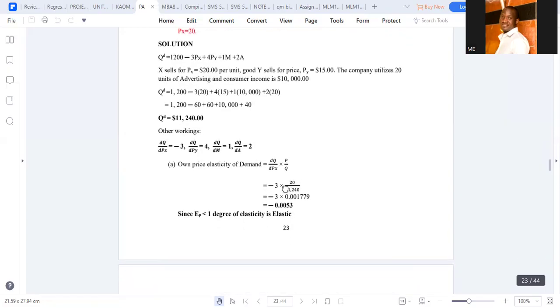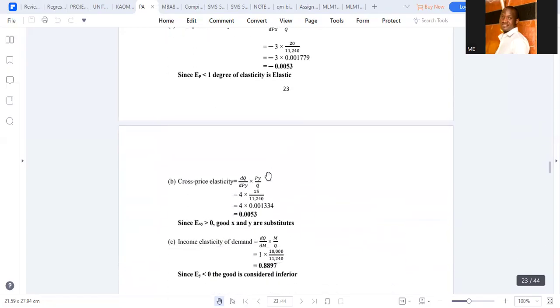Anything starting with 0 is inelastic. We go to cross price elasticity. The gradient for good Y was 4. The actual price for good Y is 15 over quantity, which is that. So we're going to do that. Then we're going to get positive 0.0053. So since this is a positive, it is a substitute good.